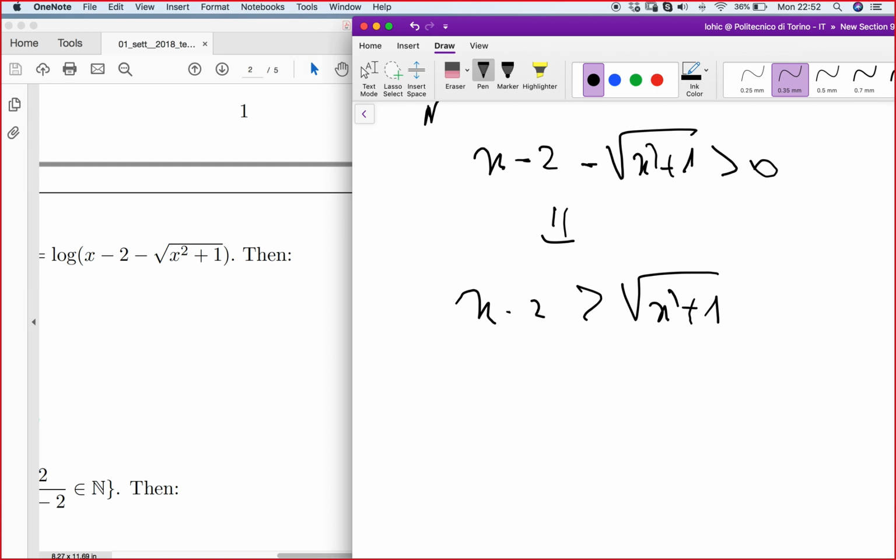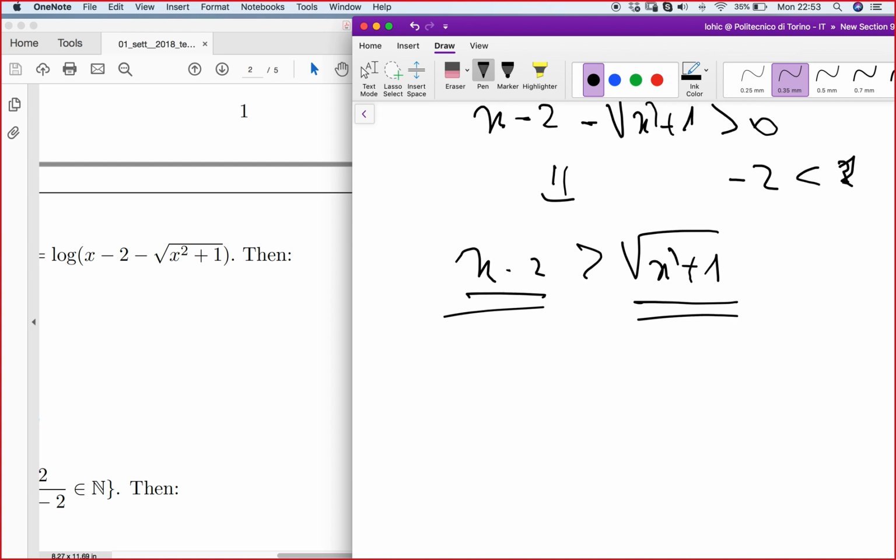Nice. Now, can I just square both sides? The answer is no. Because I know that this side is positive, because it is a square root. But what about this side? It may be negative or it may be positive. Remember that minus 2 is smaller than 1, for example, but if you square, it is no longer smaller. So squaring without checking that both sides are positive may cause problems. Okay?